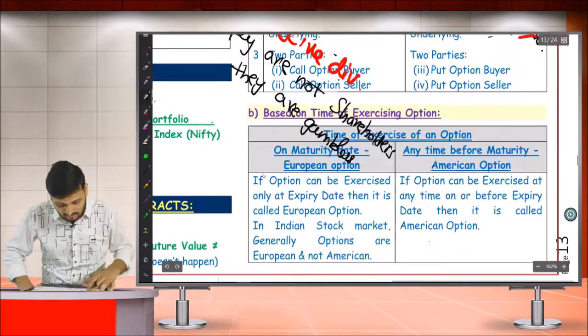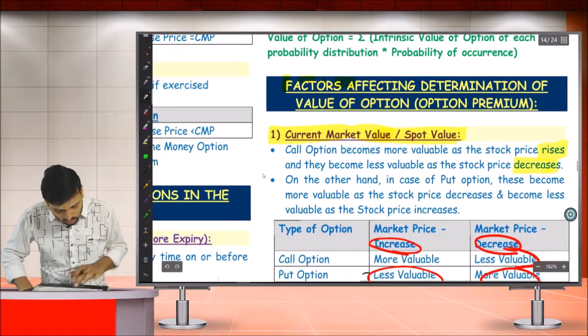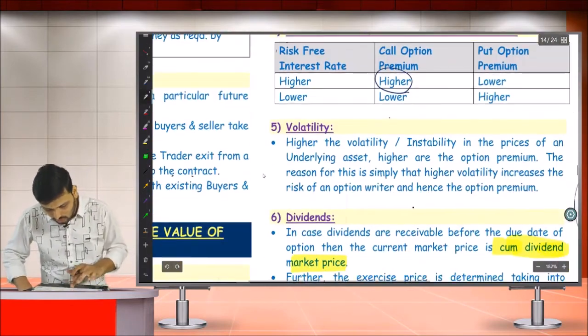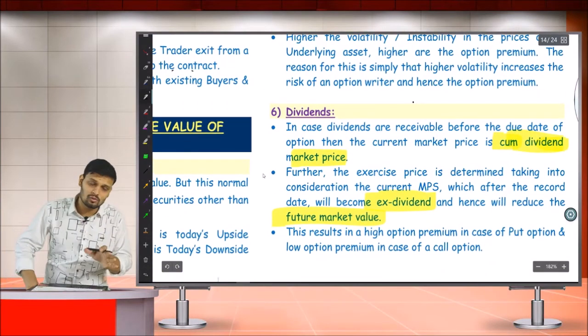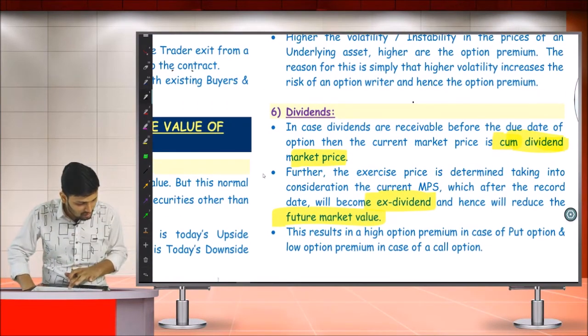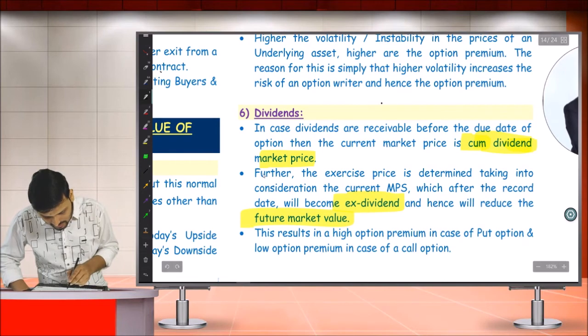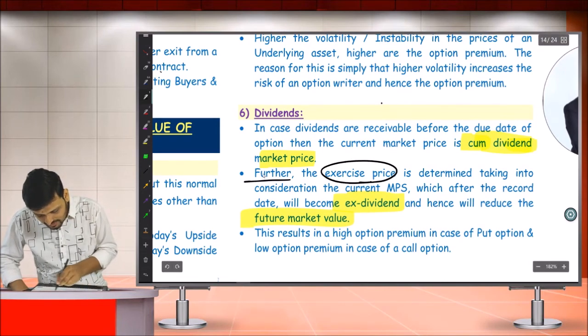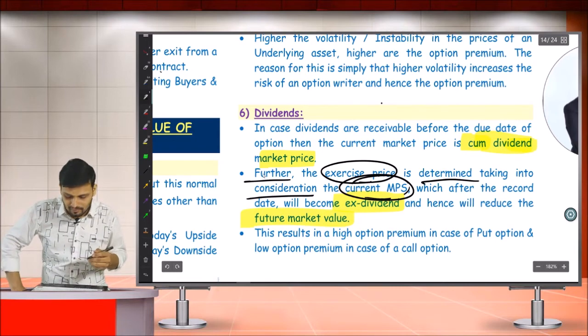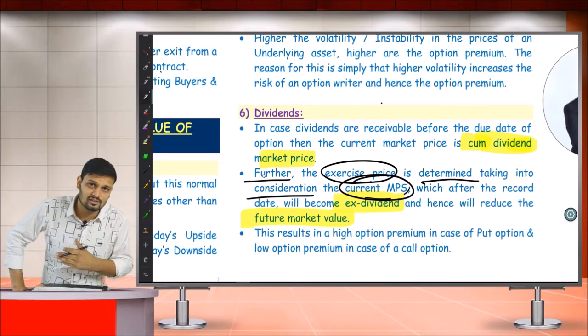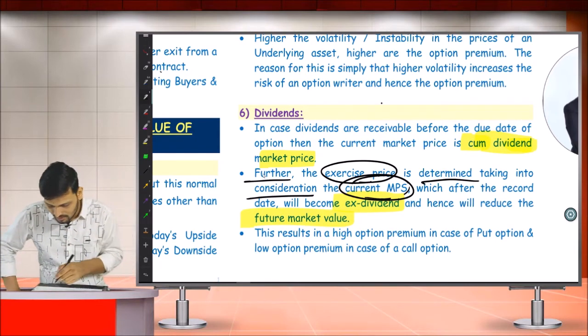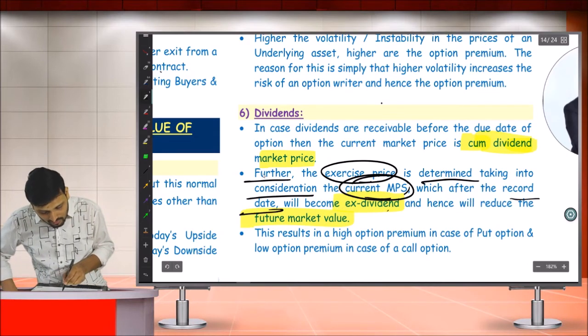Now I think I need to go through that. I think I've told you the wrong explanation. See, till now the explanation was all right. That buyer etc. was all good. Only the last point, if you can see here: further, the exercise price is determined taking into account the current MPS. Based on current MPS, that is, current market price is 196, based on that only we are ready to pay premium, which after the record date will become ex-dividend.